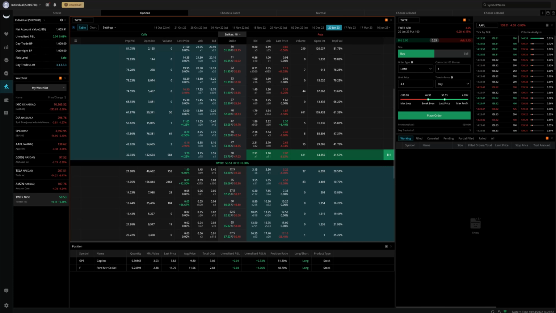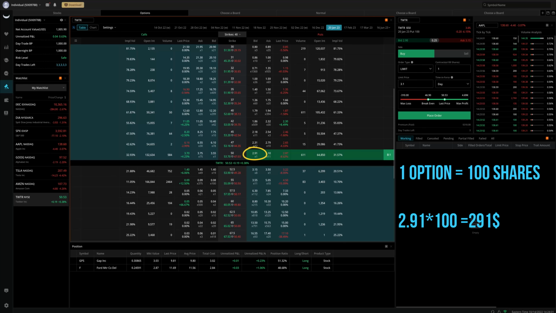Anyway, to proceed, think of this as trading stocks. You have the bid price, which is $2.91. Keep in mind that when you buy an option, it will be multiplied by 100.